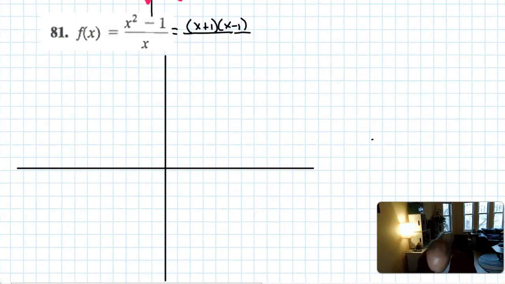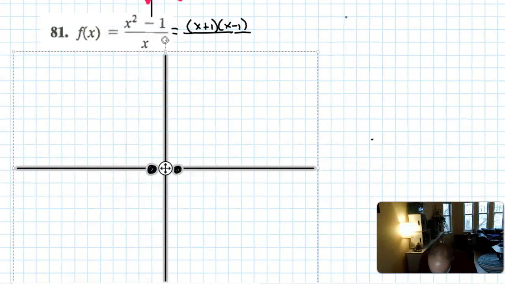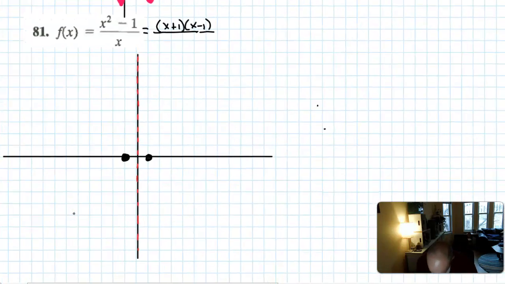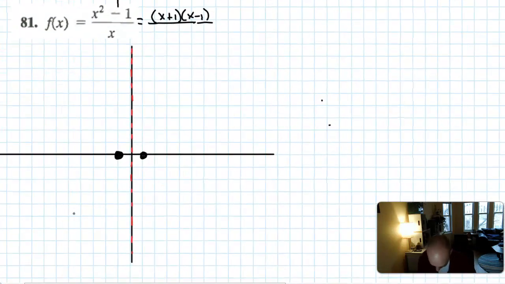So we're going to have zeros at the 1s. Let's see if I can move this down ever so slightly. There we go. We're going to have zeros at the 1s and a vertical asymptote at 0. But we know we're going to have some slant asymptote action. Oh, so no y-intercept also. We know the x-intercepts. So we need to do some long division.